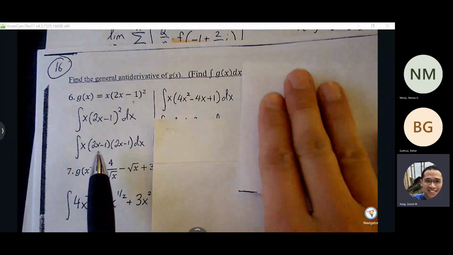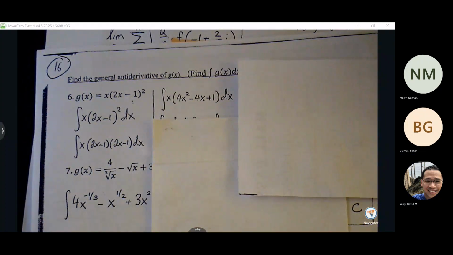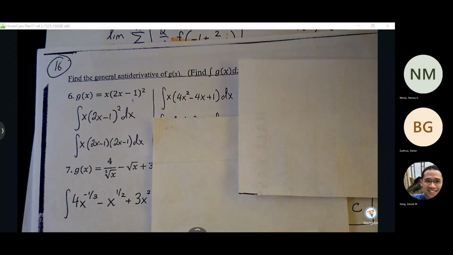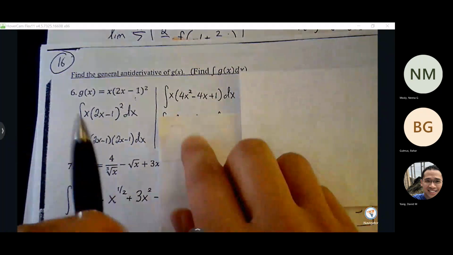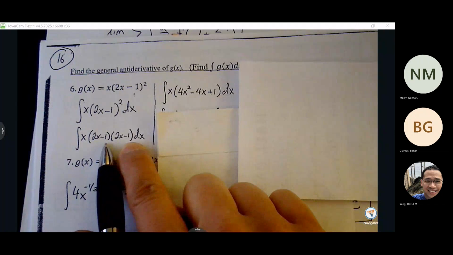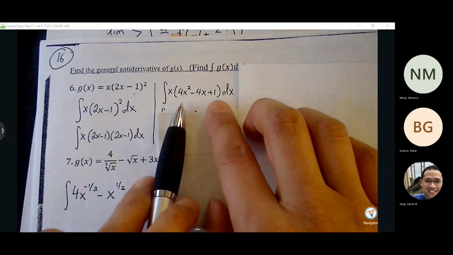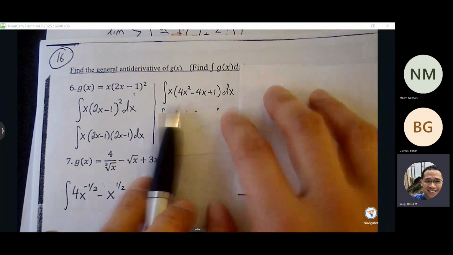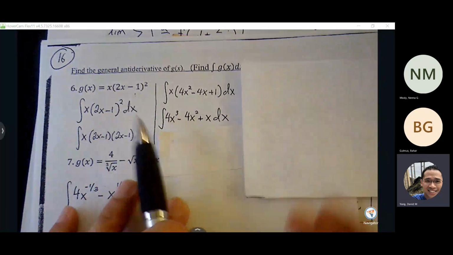Okay, so 2x minus 1 times 2x plus 1. Oh, sorry, my bad. Okay, so once we FOIL out 2x minus 1, distribute the x through. And now we're ready, right?